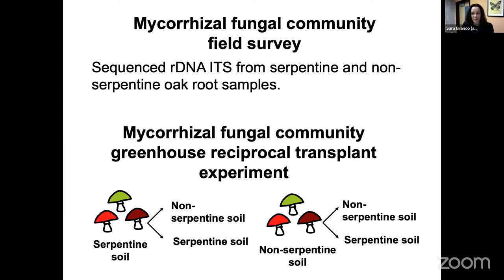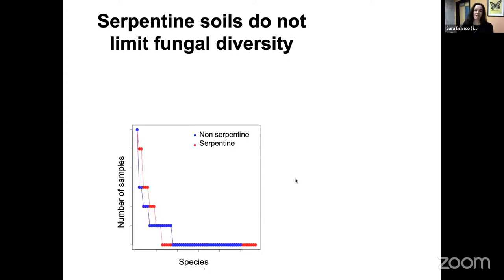And so very quickly, I'm gonna give you the results that I found. The overall take-home message was serpentine soils do not limit fungal diversity. So overall, they really don't care. Like fungi, it's like, give me the chromium, the cadmium, and the nickel and the weird calcium to magnesium, it's fine. So the first graph that I'm showing you is just a rank abundance graph with the species found on serpentine and non-serpentine soils.